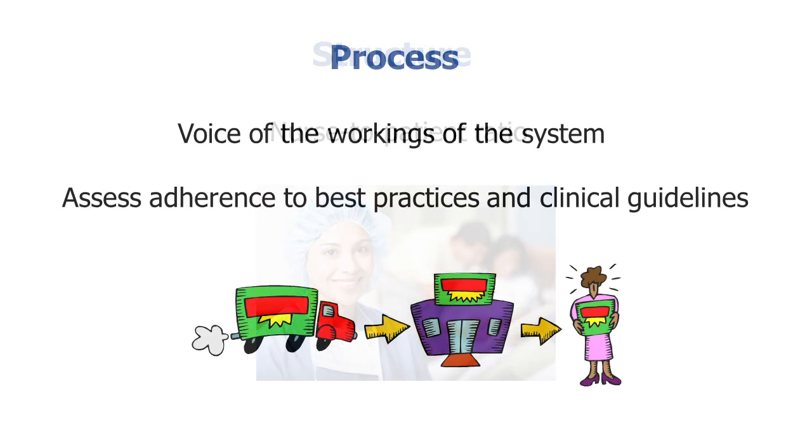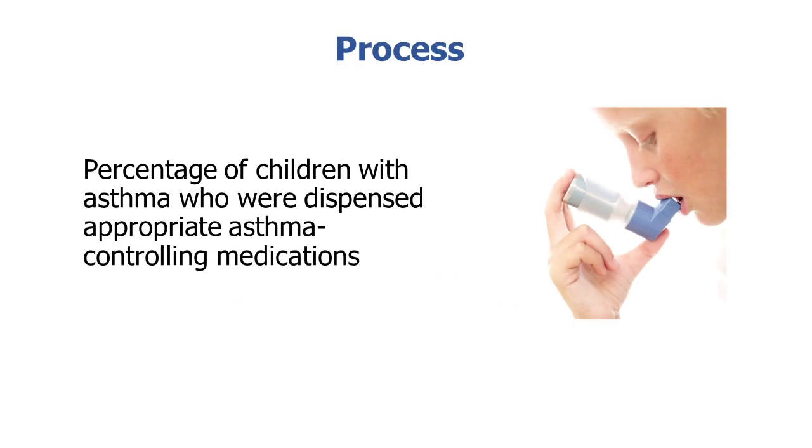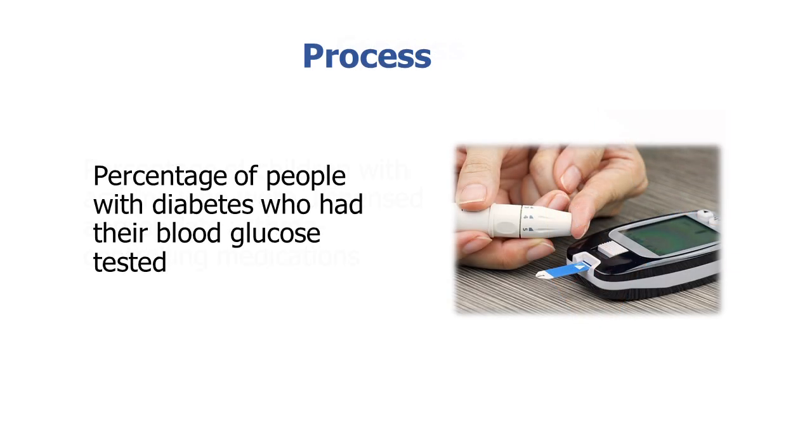Process measures in healthcare are the voice of the workings of the system. They tell you if the parts or steps in the healthcare system are performing as planned. They assess what is done to maintain or improve health and typically reflect best practices and clinical guidelines. An example of a process measure could be the percentage of children with asthma who were dispensed appropriate asthma controlling medications, or the percentage of people with diabetes who had their blood sugar tested. The majority of healthcare quality measures used for public reporting are currently process measures.